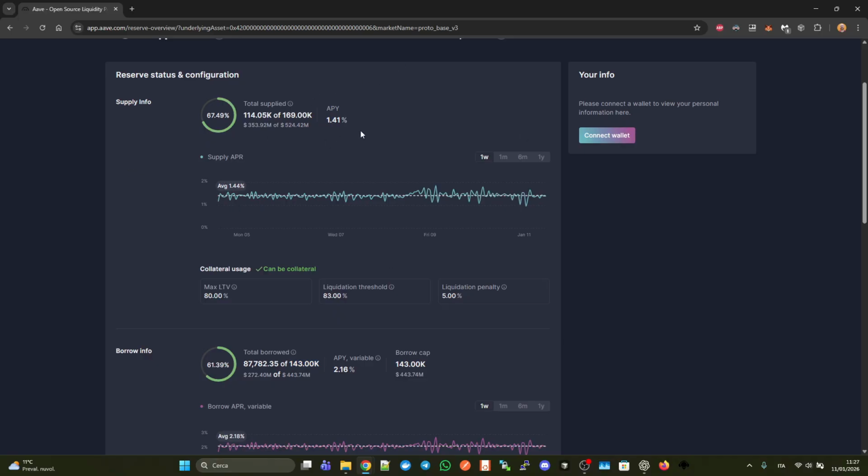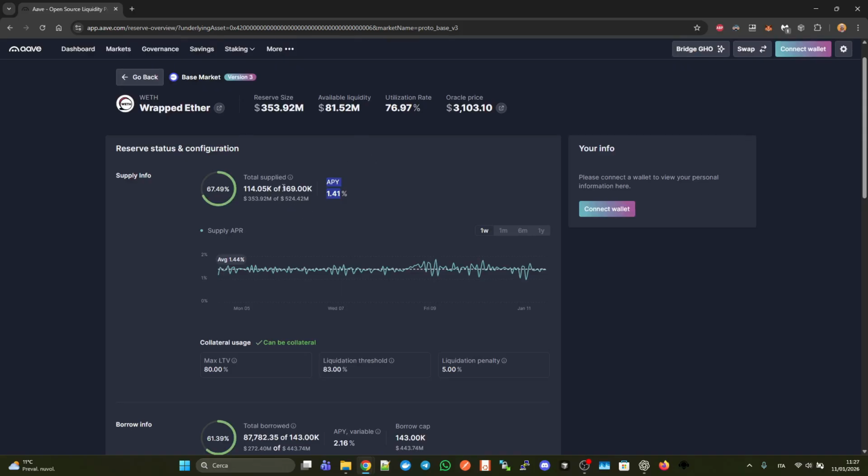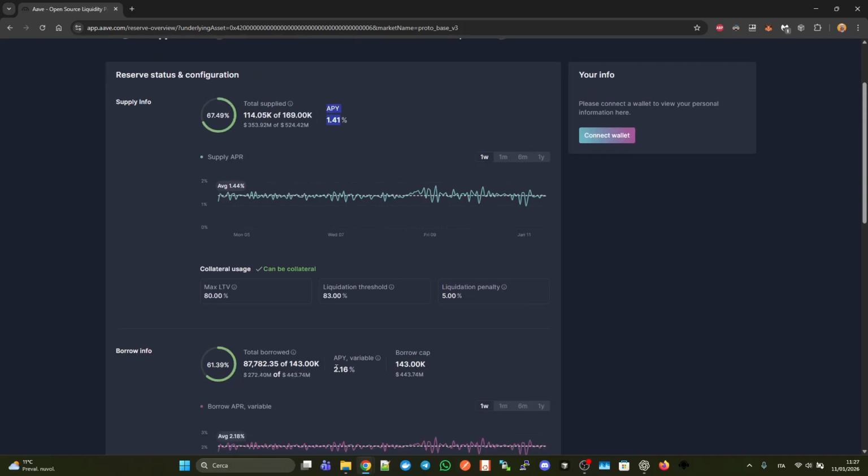But what's important for us is the APY, so we can know, a year from now, how much interest we will gain when depositing funds. Here, how much we will pay when we borrow these funds. Another important difference is this one here. When you deposit funds, you gain 1.41%. When you borrow money, you have to pay 2.16%. Why is that?